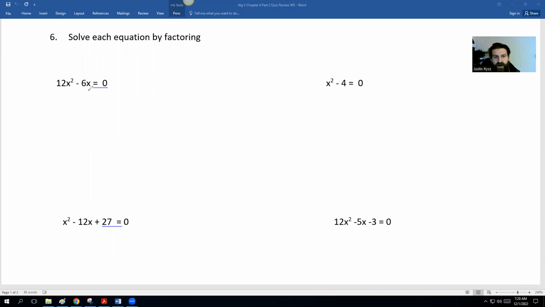What's going on? All right, this next one here, we got two terms with a minus sign in the middle, but we can't take the square root of both of those. So this is probably a GCF factoring. So what's the biggest number we can divide 12 and 6 both by?